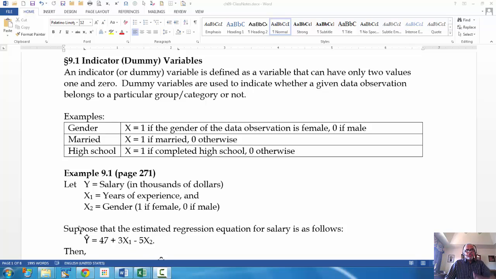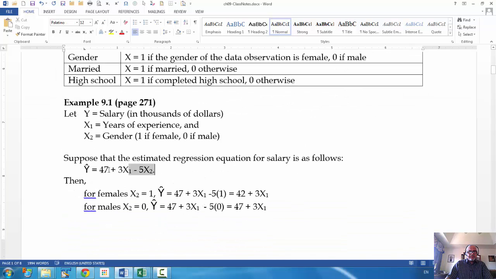Suppose you run the analysis and this is the regression estimate or equation that you come up with. How do you interpret and use this information? Here is the general equation: y hat equals 47 plus 3 x sub 1 minus 5 x sub 2. Remember, x sub 2 can only take two possible values, 1 or 0. If you enter 1 here, you get 47 plus 3 x sub 1 minus 5, so the regression equation boils down to simply 42 plus 3 x sub 1 if x sub 2 is 1, which means for females.